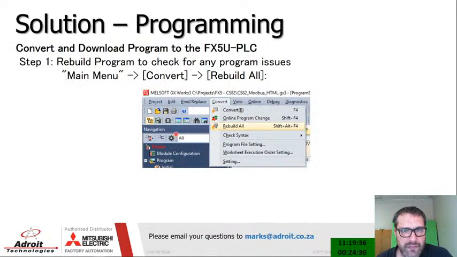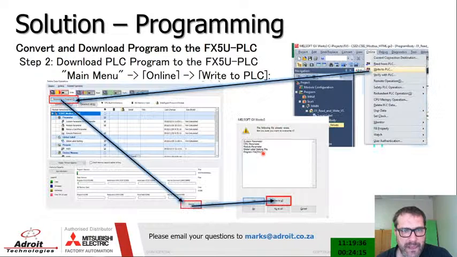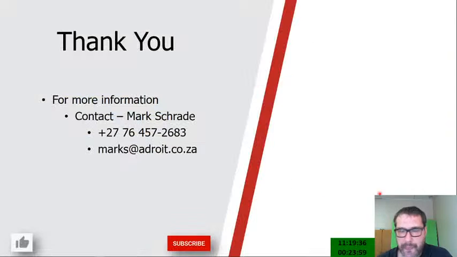Okay. So once you've done that, you rebuild the block. And once you've rebuilt the block, that basically converts the whole program. It checks that your program is correct and that there are no sort of syntax errors in your program. If all goes well, then you can download this program. Okay, so you write to the PLC, you write normally the parameters and the program, and execute and yes to all. You're going to write all the parameters, you're going to write the whole program into the PLC.